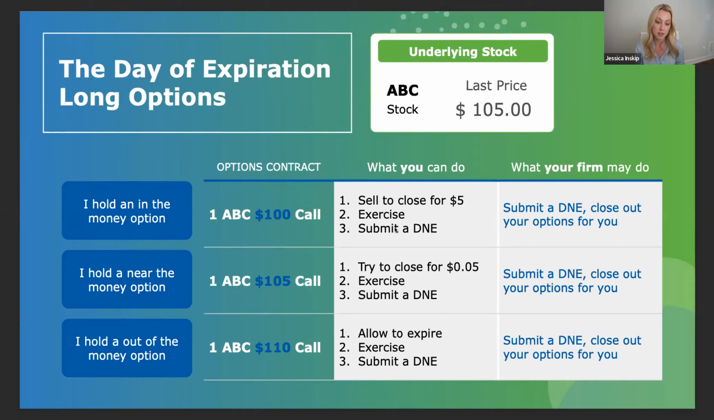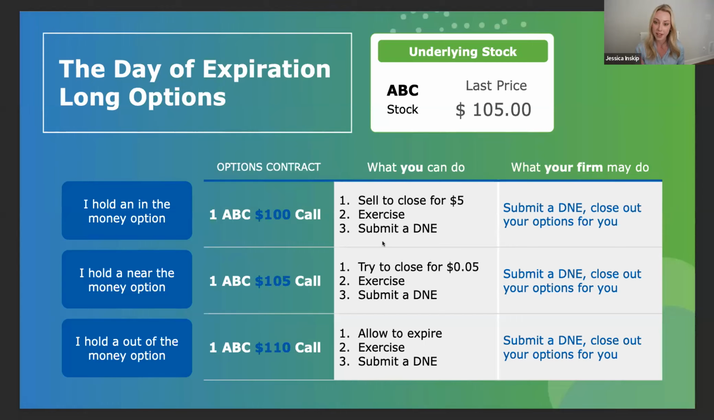Your other alternative is if you do intend to close your option, but you don't have the cash available to support the exercise. In this case, you can't afford to buy the 100 shares, or you have it tied up with another investment. You can submit what's called a do not exercise to your broker. What that does is that if you don't have enough cash in your account, the broker is not going to allow you to initiate that exercise.